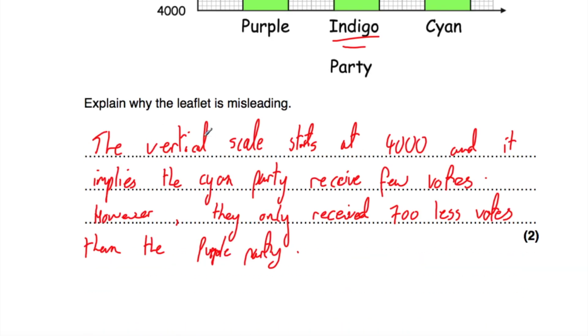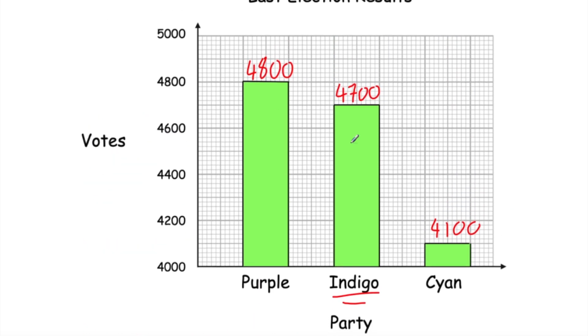And that's it. And I've just explained that the vertical scale starts at 4,000, and that implies that the Cyan Party received few votes. However, they only received 700 less votes than the Purple Party. So this bar chart is quite bad, in terms of intentionally, perhaps, trying to imply that the Cyan Party received very few votes, but actually they're only 700 away from the Purple Party.